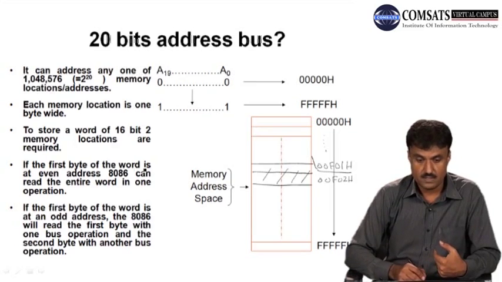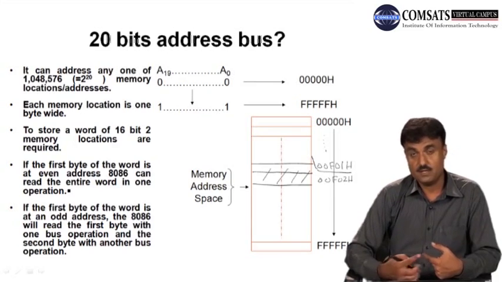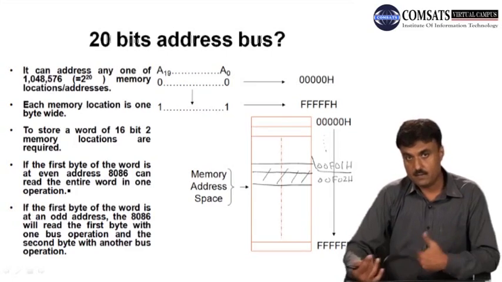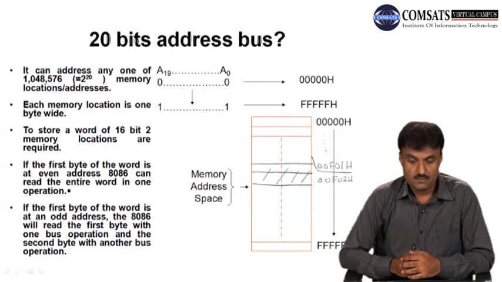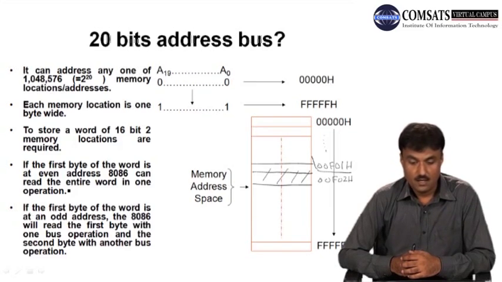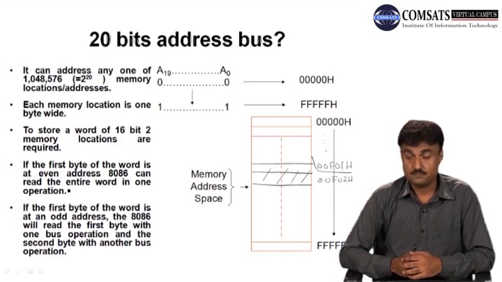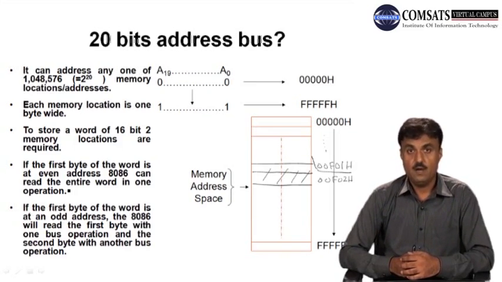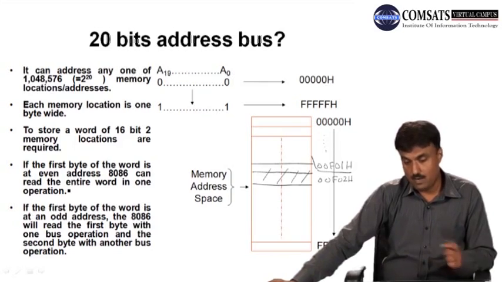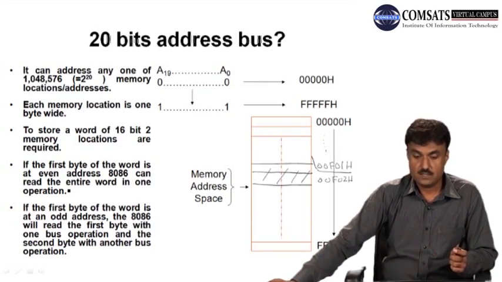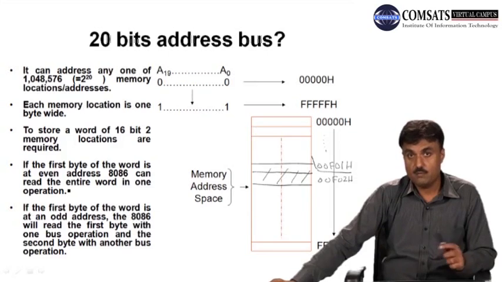For a word at an even address, the 8086 can read the entire word in one operation. So it already knows that the second byte is also part of this 16-bit word. For a word at an odd address, the 8086 will read the first byte with one bus operation and the second byte with another bus operation. So it depends on whether we are using even or odd locations inside the 8086, and how many times we can read this 16-bit word, maybe in one go or maybe in two goes.